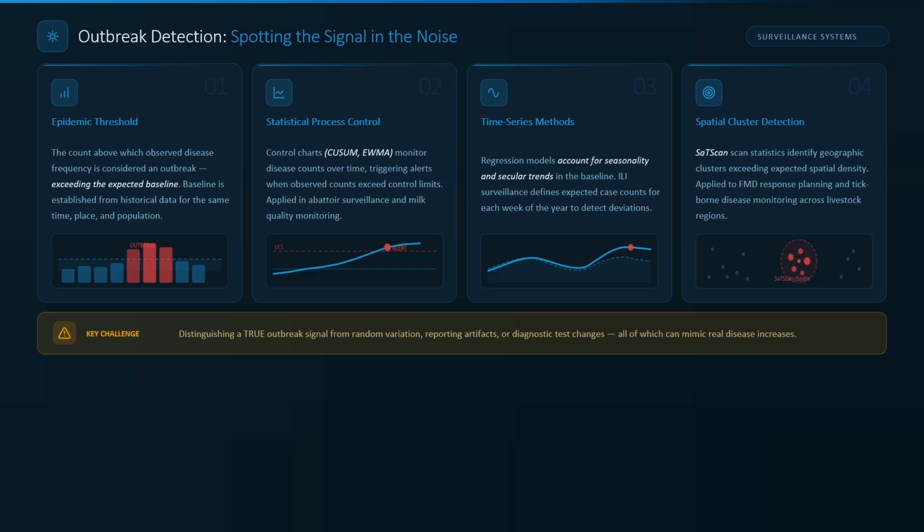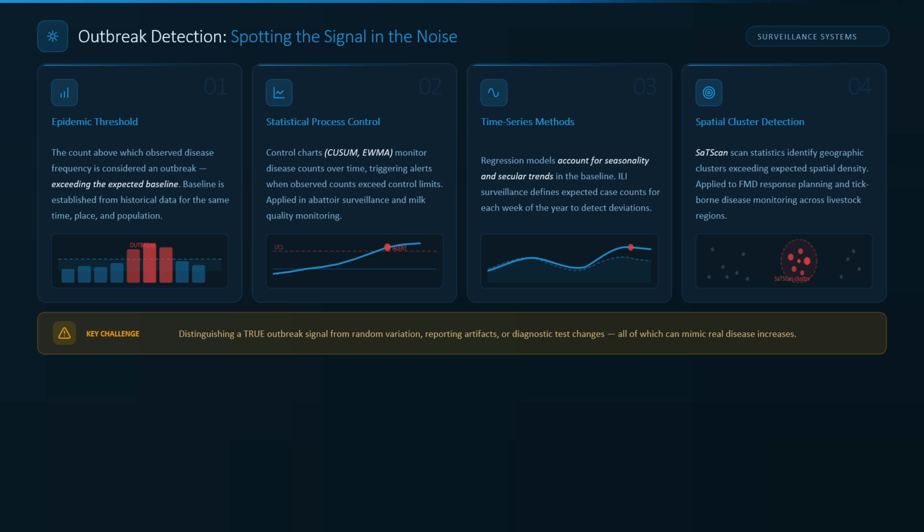The thread tying all four together is the key challenge on this slide: distinguishing a true outbreak signal from background noise. A spike in reported cases might be a real epidemic, or it might be a new lab test, a reporting backlog, or ordinary seasonal variation. These methods exist to tell those apart with rigor instead of guesswork.